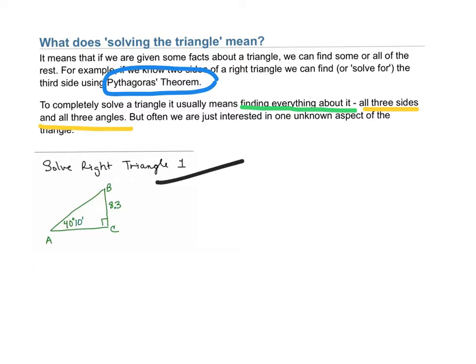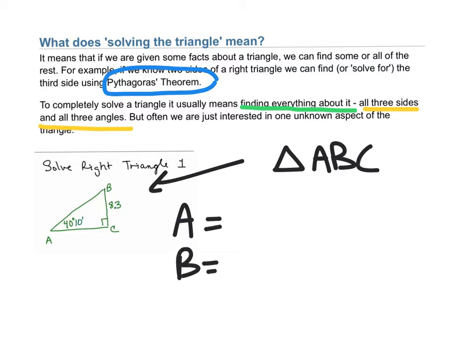So here's the first problem, and it's triangle ABC, which means by the time you get done, you need to know all three angles, so capital A, capital B, and capital C, and you need to know all three sides, little a, which is the side opposite angle A, little b, the side opposite angle B, and the same for little c.